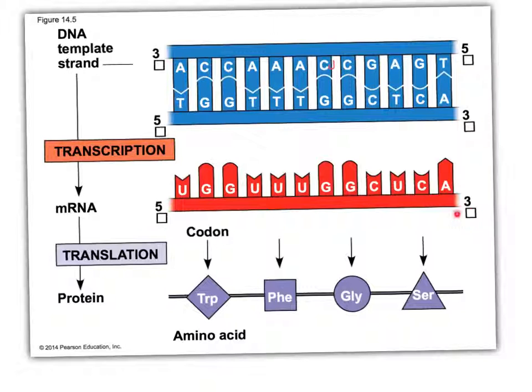Okay? Single-stranded RNA. And now we're going to read that in 3 base pair chunks for translation, and you're going to get your tryptophan, your phenylalanine, glycine, serine in 3 base pair chunks. Okay? That's the triplet code. That's the basic overview of transcription and translation. Okay?